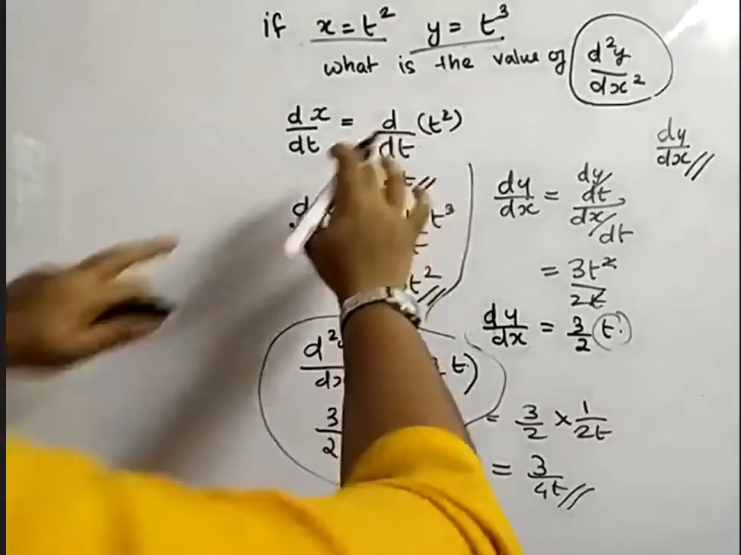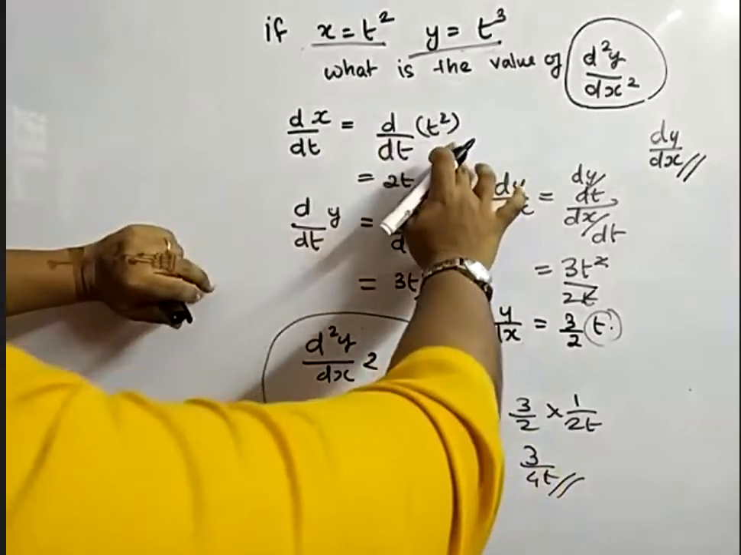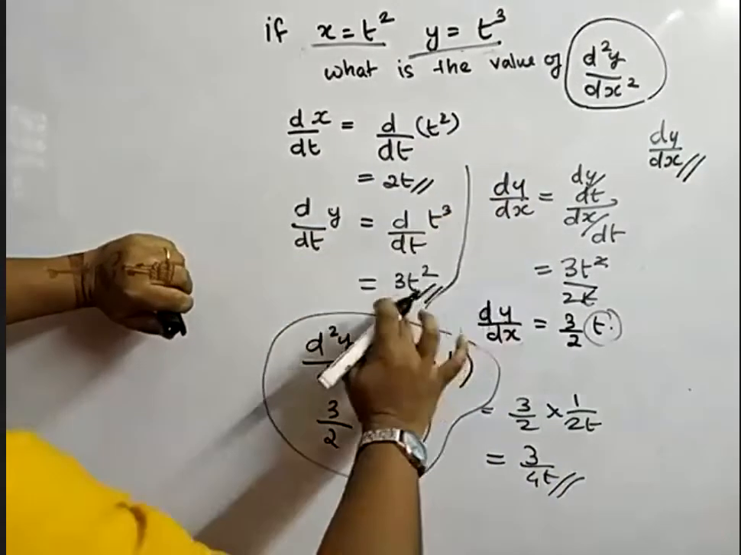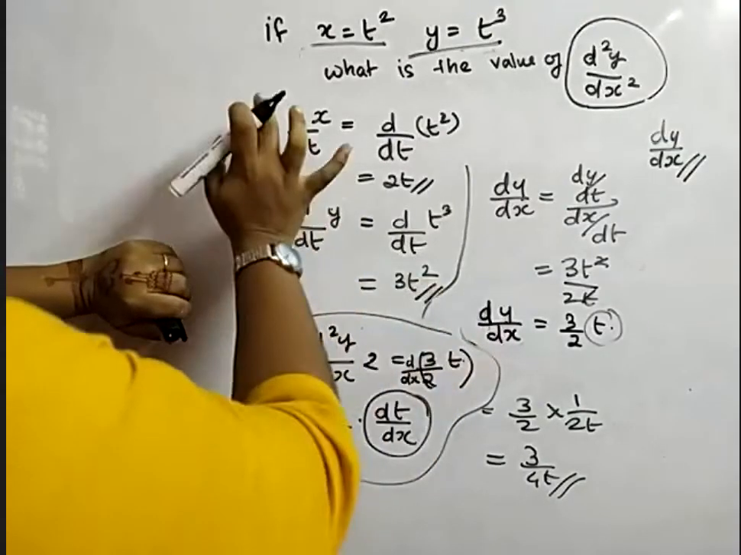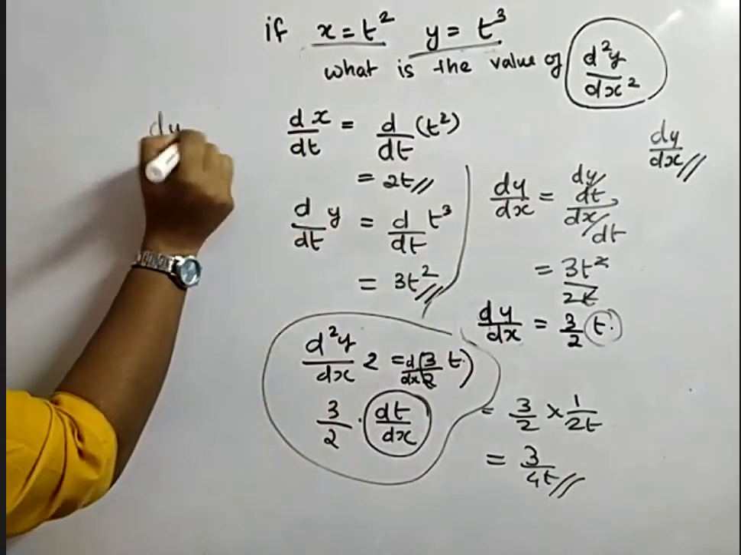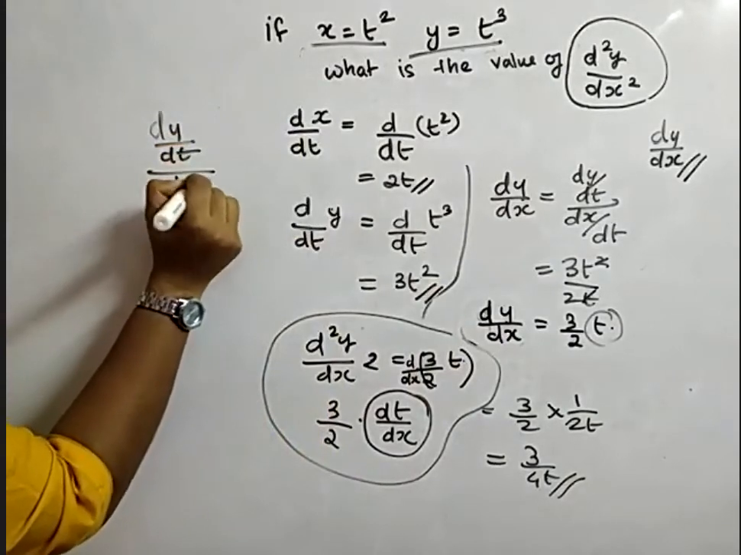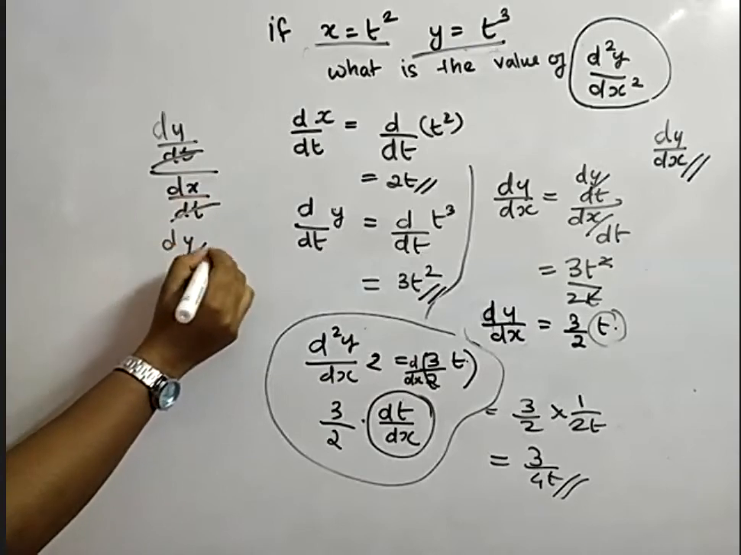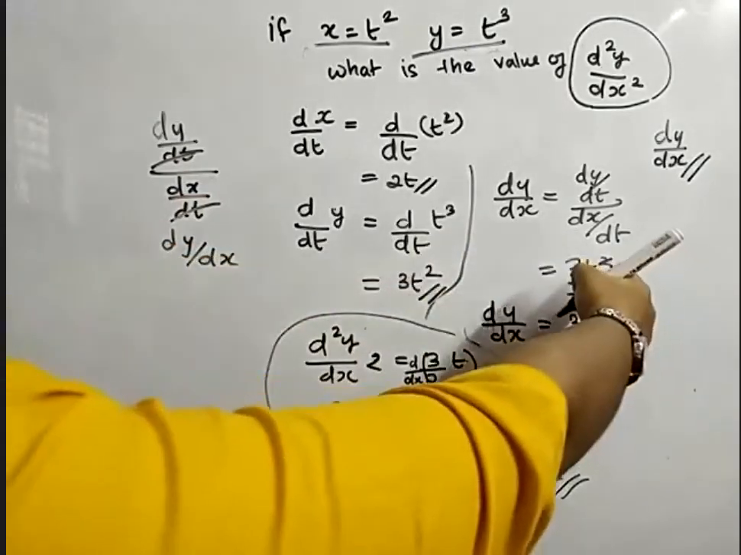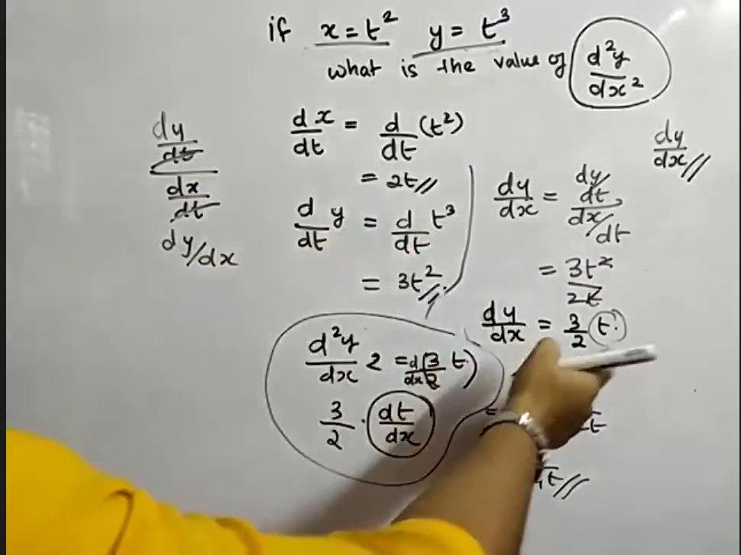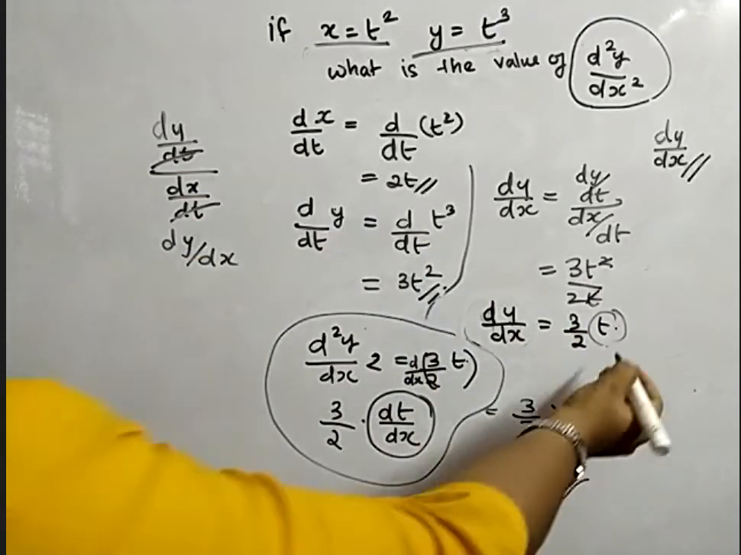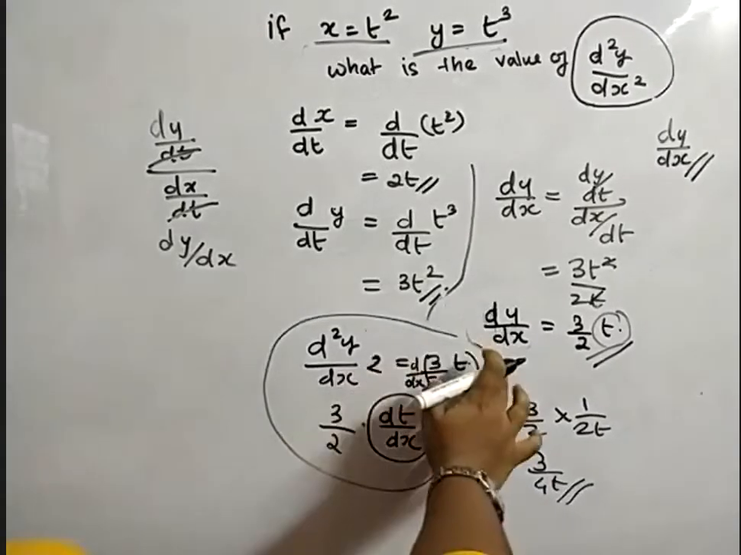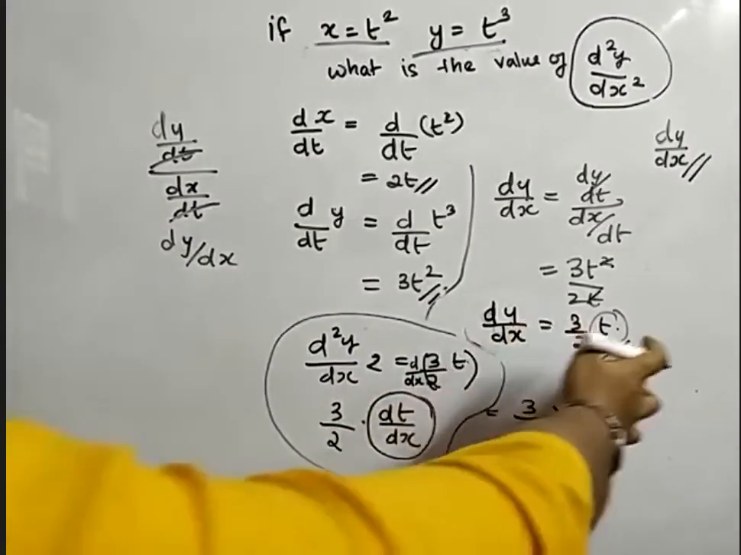See, d by dt of t square is 2t. Then d by dt of t cube is 3t square. We are dividing dy by dt by dx by dt. What will we get? We will get dy by dx. So that is 3t square by 2t. So you will get 3/2t. So you got dy by dx as 3/2t.